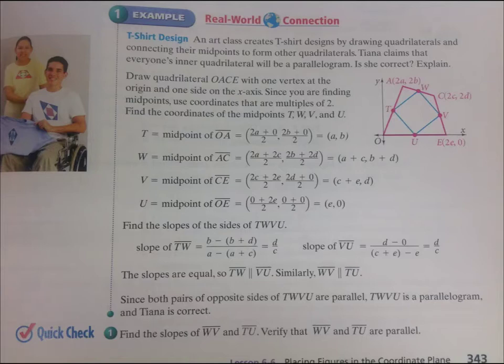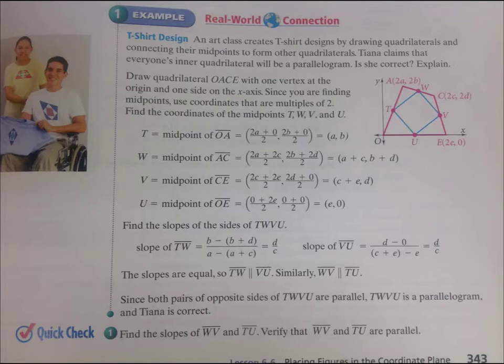First, let's find the midpoint of OE, the bottom part. U is the midpoint of OE. What are the coordinates of U going to be? Well, first you add up your x coordinates, divide by 2, then you add up your y coordinates, divide by 2. And as you can see, we get the ordered pair (e, 0). And then let's get the midpoint of OA, which is called T. So you add up your x coordinates, divide by 2, add up your y coordinates, divide by 2, and you get the ordered pair (a, b).